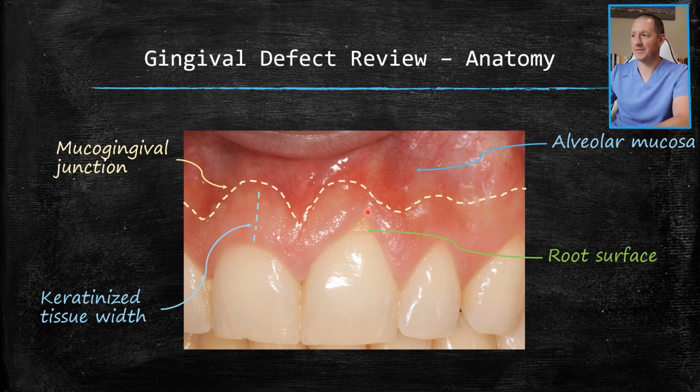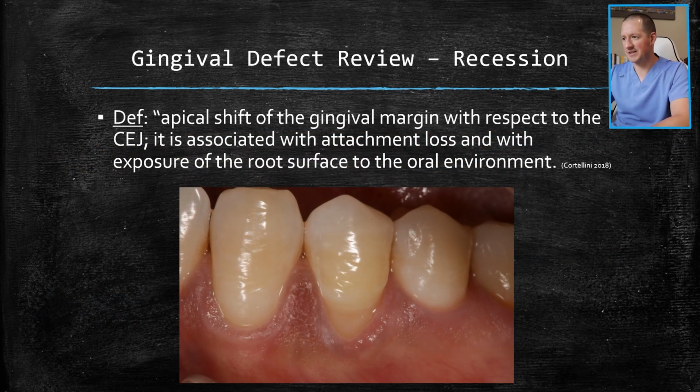We'll talk about some of the defects we can see now that we understand and just have a refresher on the anatomy. Gingival recession, right? I think we all know recession when we see it. This is a picture of it down here at the bottom. The definition of recession, right, is the apical shift of the gingival margin with respect to the CEJ, right? So basically, the gingival margin should be at the CEJ or a little bit above the CEJ in health, and in recession, we see that the root surface becomes more visible as the gingival tissue moves more apical. That's the definition of recession.